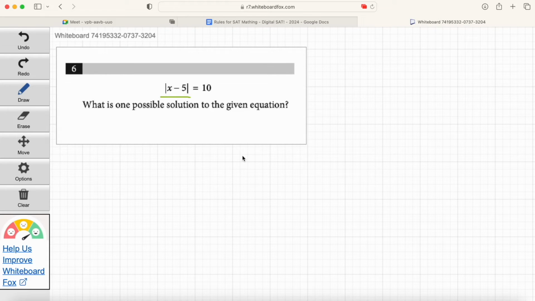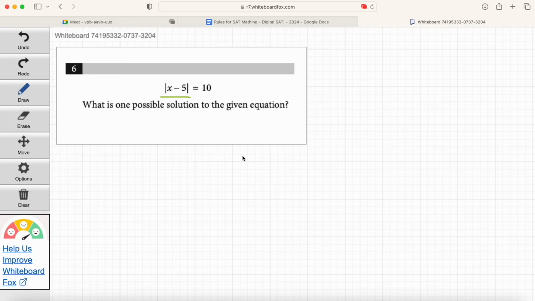Instead of doing an operation here, I think we can just use a lot of logic and test values and figure this thing out. Because there's some number minus 5, and when we take the absolute value of that, we get 10. So we know what's inside those bars is going to have to be either 10 or negative 10. Does that make sense, Catherine? Yes, it does. Because the absolute value of 10 is 10, and the absolute value of negative 10 is also 10. So we just play with the numbers and figure out what value of x is going to give us either a 10 or a negative 10 inside the bars.